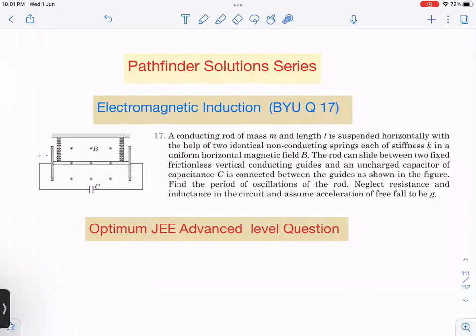Well, this is question number 17. Build up your understanding of electromagnetic induction from the book Pathfinder. So let us see what is the question.